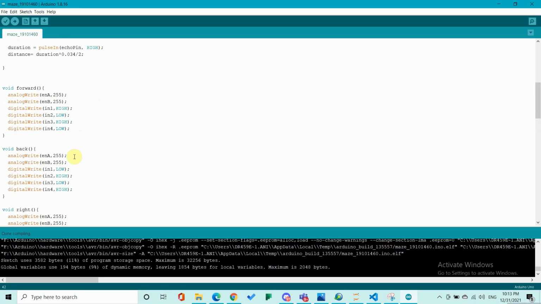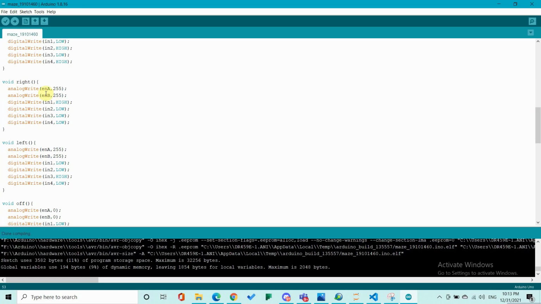After that we have our back function. Inside this back function we can see that our IN2 pin and IN4 pin are both set to high, and the other 2 pins, IN1 and IN3, are set to low, or turned off. These IN2 and IN4 pins correspond to the left backward and right backward motor. So with the help of this function our robot can move backwards.